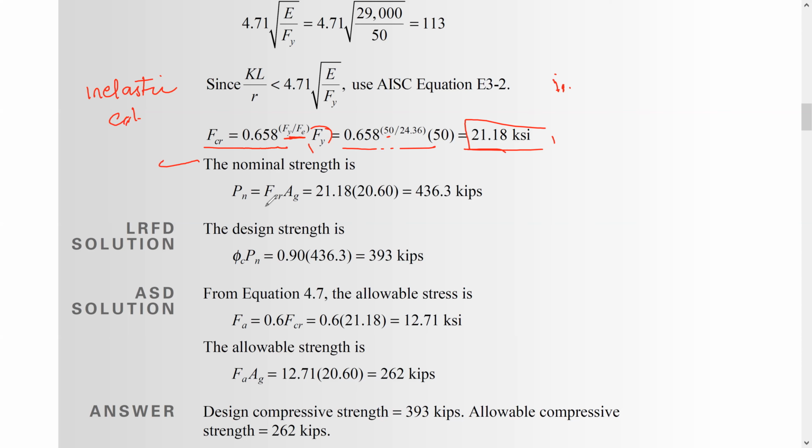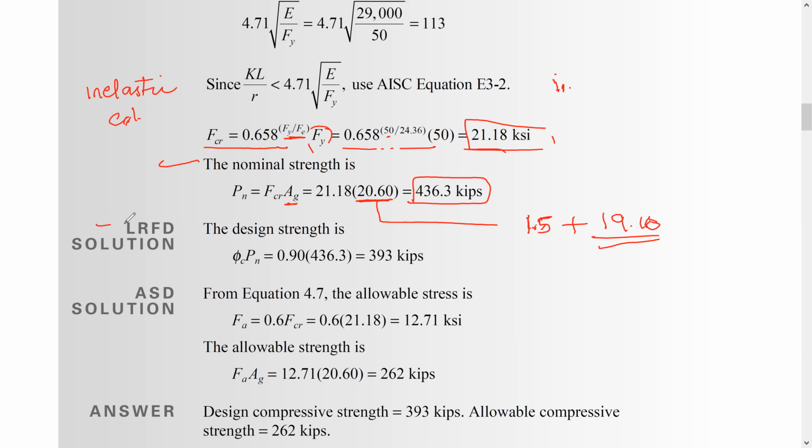The nominal strength is going to be the critical stress times the gross area, which we just calculated, the area for the plate and for the wide flange. So this is 1.5 for the plate, which is 4 times 3/8, plus, it's a plus, guys, okay? And plus 19.10, the area for the wide flange, which you can get from the manual. So the nominal strength is 436.3 kips.